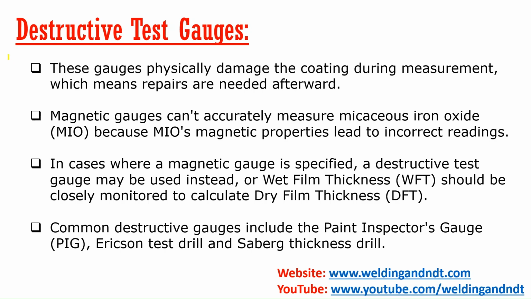So we'll move forward, and now we'll read about the destructive test gauge. With the help of destructive test gauge, we can also determine the DFT of a paint. So normally in destructive test gauge, you have to physically damage the coating. So you will have to physically damage the coating. Means after the test, you will have to do the repair on that area.